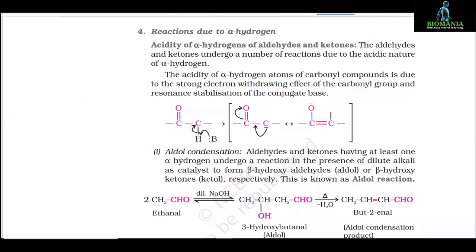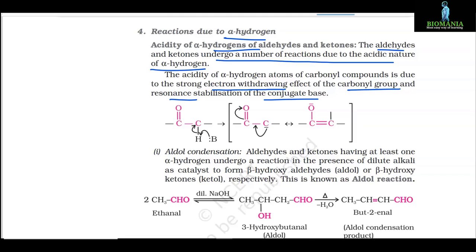Number 4, reactions due to alpha hydrogen. Acidity of alpha hydrogens of aldehydes and ketones. The aldehydes and ketones undergo a number of reactions due to the acidic nature of alpha hydrogen. The acidity of alpha hydrogen atoms of carbonyl compounds is due to the strong electron withdrawing effect of the carbonyl group and resonance stabilization of the conjugate base.